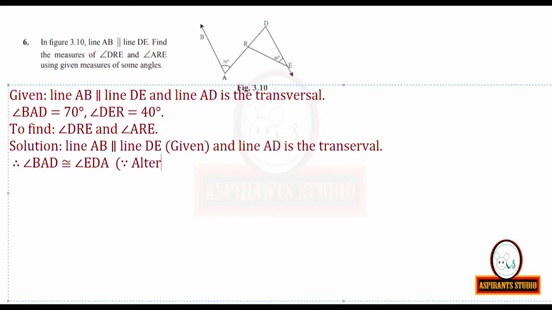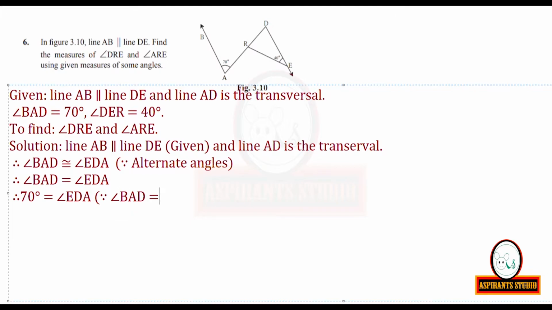Now we can see alternate angles. Angle BAD and angle EDA are alternate angles. They are congruent because we are given parallel lines. According to the alternate angles theorem, they are congruent. We are given measure of angle BAD is equal to 70 degrees. So substitute the values over here. We are getting measure of angle EDA is equal to 70 degrees.